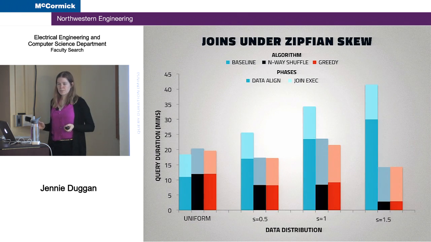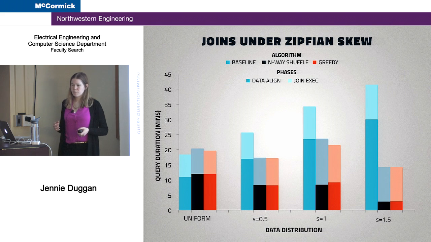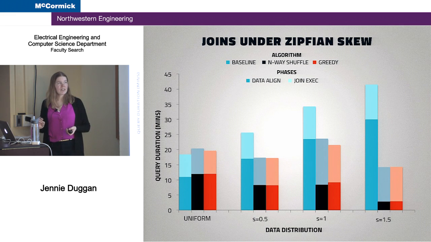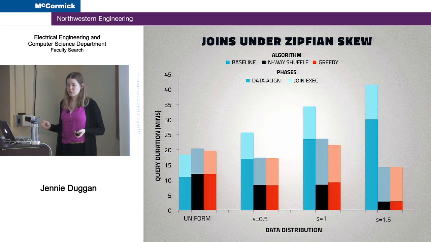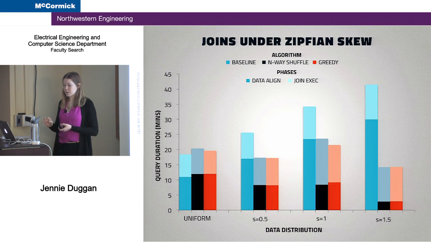So to evaluate this strategy, we experimented first with a set of arrays that were joining two arrays, each of which were 100 gigabytes in size, and assigning the chunks a Zipfian distribution. That's this power law distribution that we talked about earlier. So we started out with chunks that are of uniform size. That is to say that all of the chunks are of the same size.